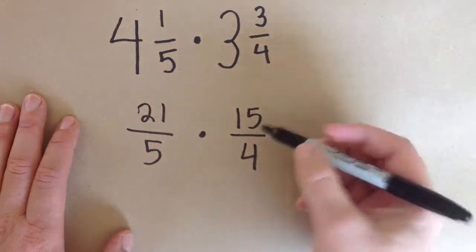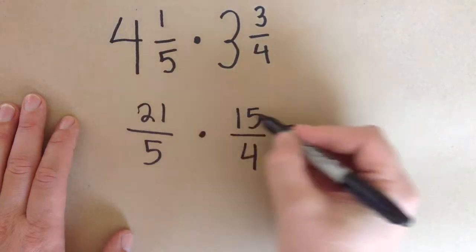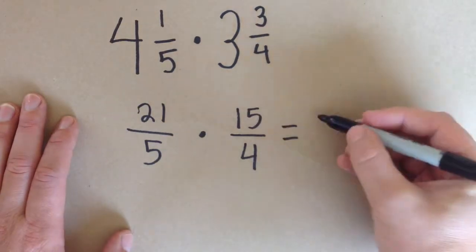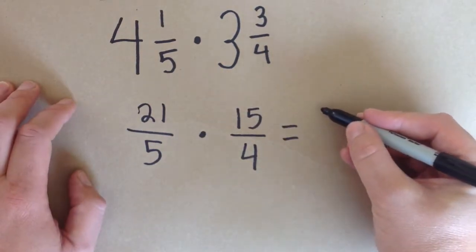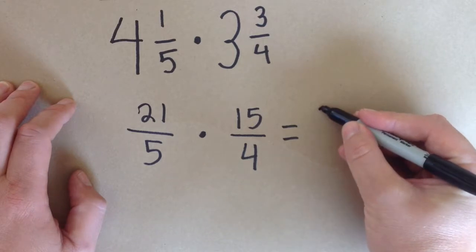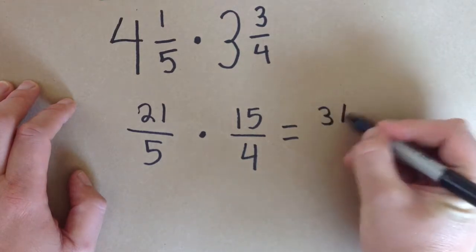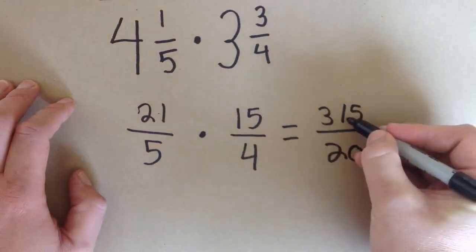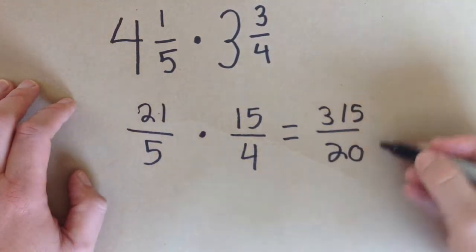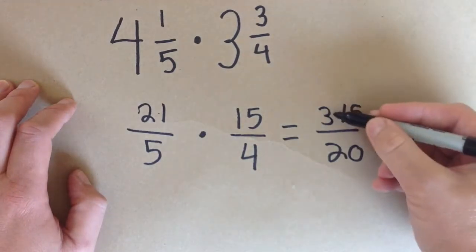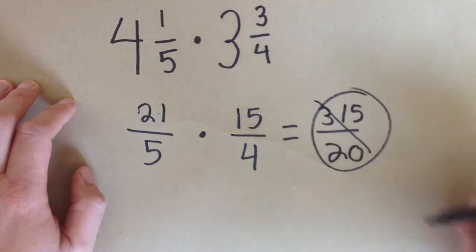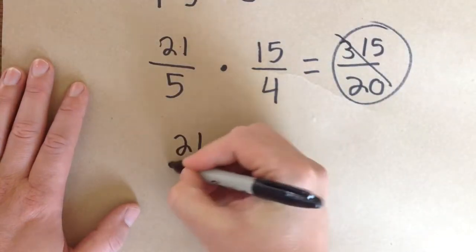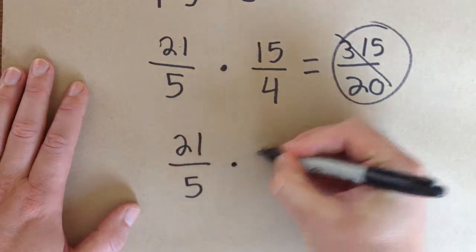Now, how do you multiply fractions? You just multiply numerator times numerator and denominator times denominator. Now, if I were to actually do this, it might be a little bit daunting for some of you. I would get 315 over 20, because 21 times 15 is 315, and 5 times 4 is 20. Then I would have to reduce this fraction, and I'm not going to do that at all. Instead, I'm going to use a different method of multiplying these, a trick to make it easier.